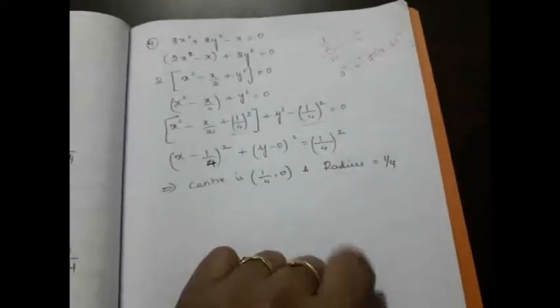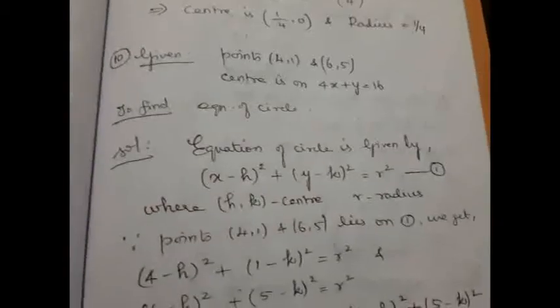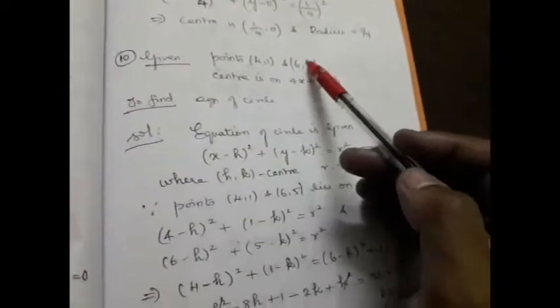Yes, hope you got it. Let us move on to the next question now. Now let us see how can we solve our 10th question. It is given the circle, the points on the circle, and it is also given that the center lies on the line. They asked you to find the equation of the circle, right?